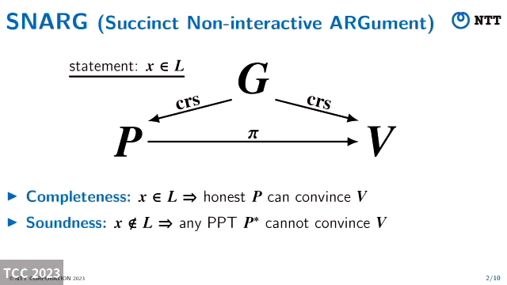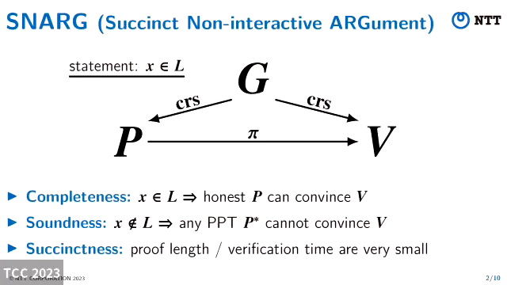The security requirements for SNARGs are completeness and soundness. As usual, completeness requires that when the statement is true, an honest prover can convince the verifier, and soundness requires that when the statement is false, any polynomial-time cheating prover cannot convince the verifier with high probability. In addition to these two security requirements, for SNARGs there is also an efficiency requirement, succinctness, which roughly says that the proof length and the verification time are very small.